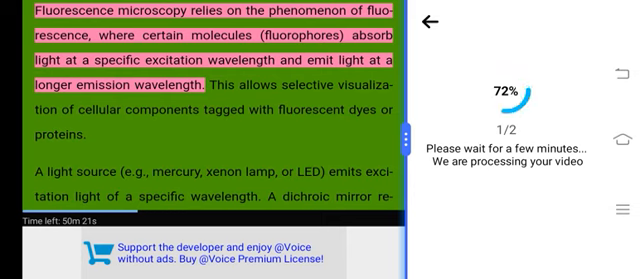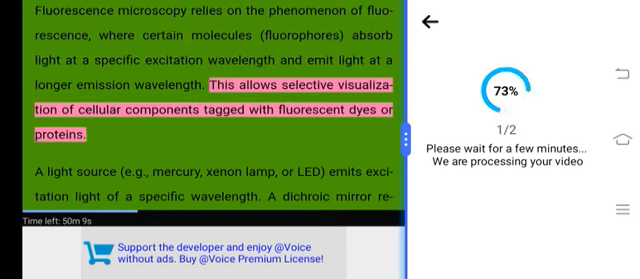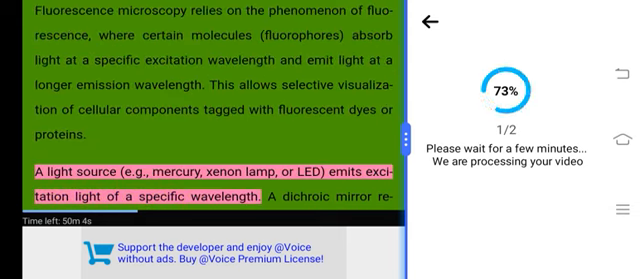Fluorescence microscopy relies on the phenomenon of fluorescence, where certain molecules, fluorophores, absorb light at a specific excitation wavelength and emit light at a longer emission wavelength. This allows selective visualization of cellular components tagged with fluorescent dyes or proteins. A light source, e.g., mercury, xenon lamp, or LED, emits excitation light of a specific wavelength.